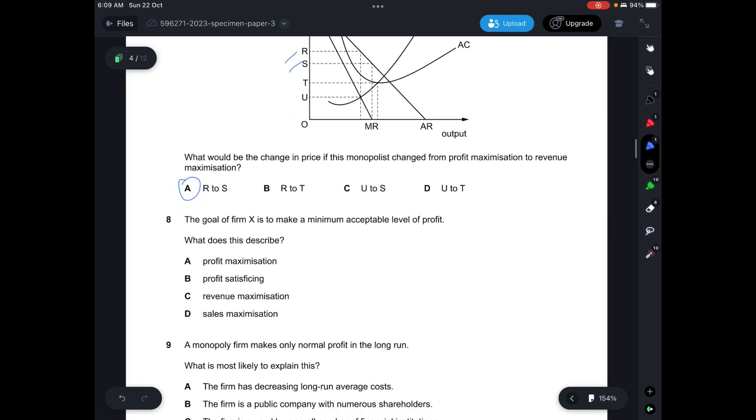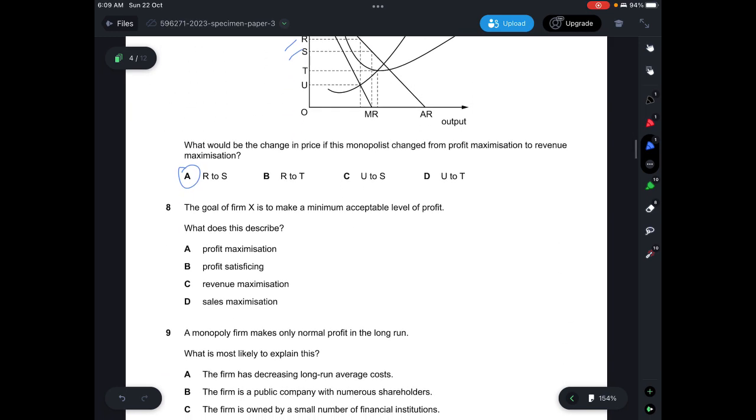Okay. Question 8, the goal of firm X is to make a minimum acceptable level of profit, and what does this describe? Minimum acceptable level of profit would be profit satisficing, so the answer is B. Profit maximization is to make maximum profit, revenue maximization is to make maximum revenue, sales maximization is basically when you maximize your volume.